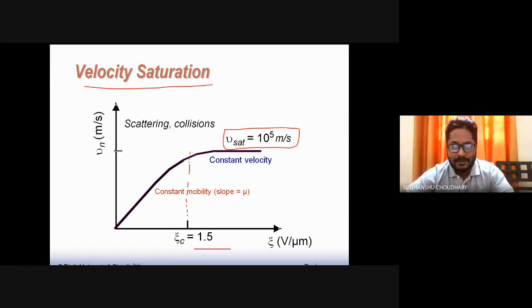The carrier velocity was earlier increasing, but because of velocity saturation, the velocity becomes constant now. When it becomes constant, the current also is affected. If the velocity keeps on increasing, then one can expect the current will also increase, but when it saturates, the current also saturates after some time.